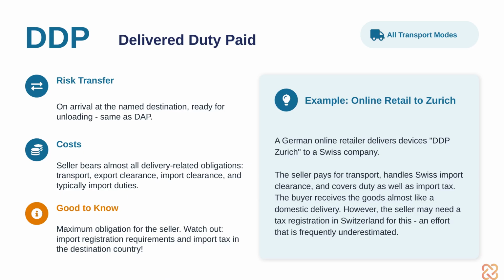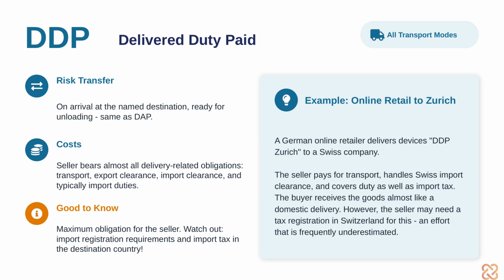An example: a German online retailer delivers devices DDP Zurich to a Swiss company. The seller pays for transport, handles the Swiss import, and covers duty as well as import tax. The buyer receives the goods almost like a domestic delivery.